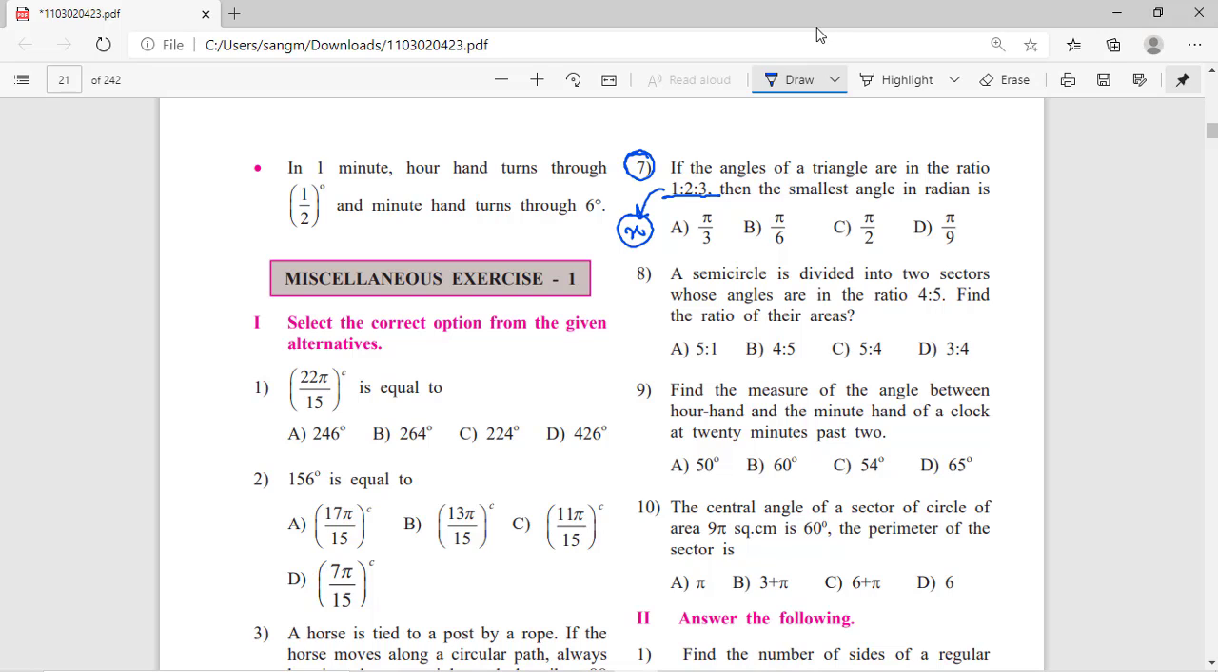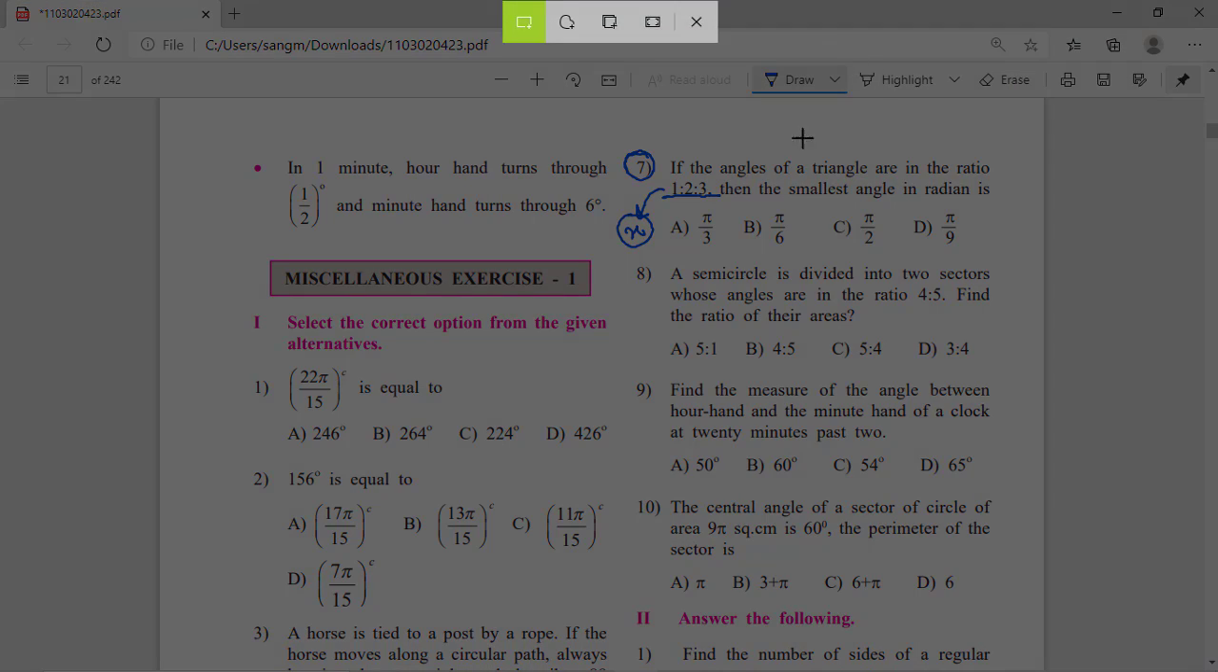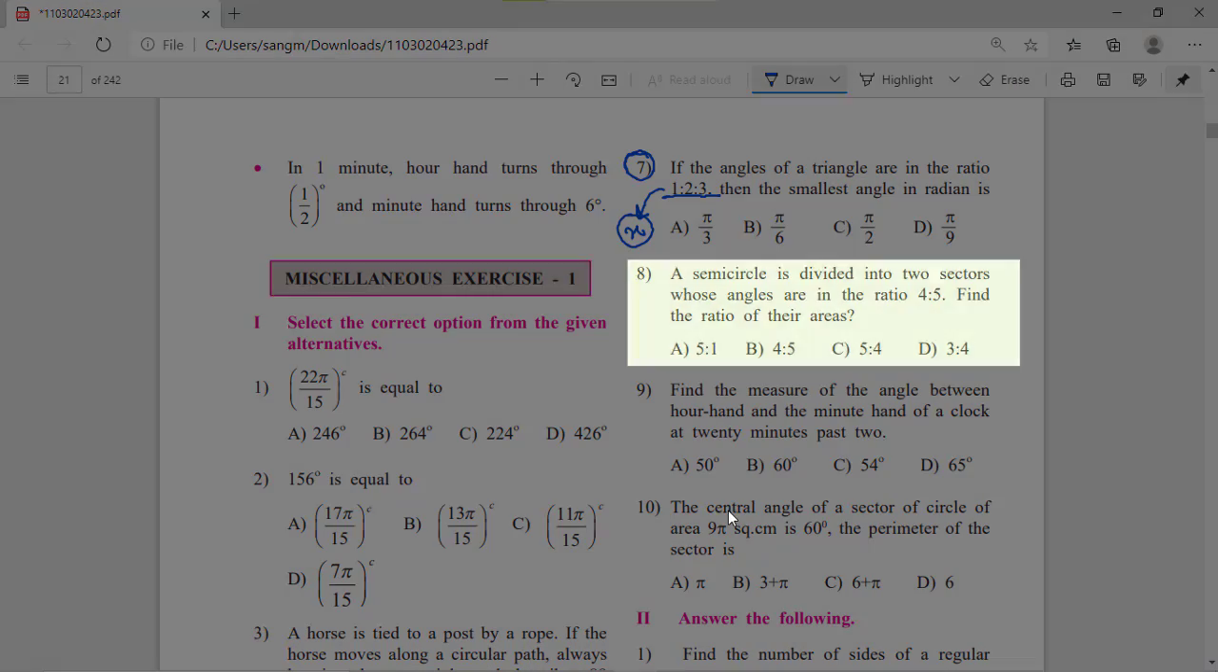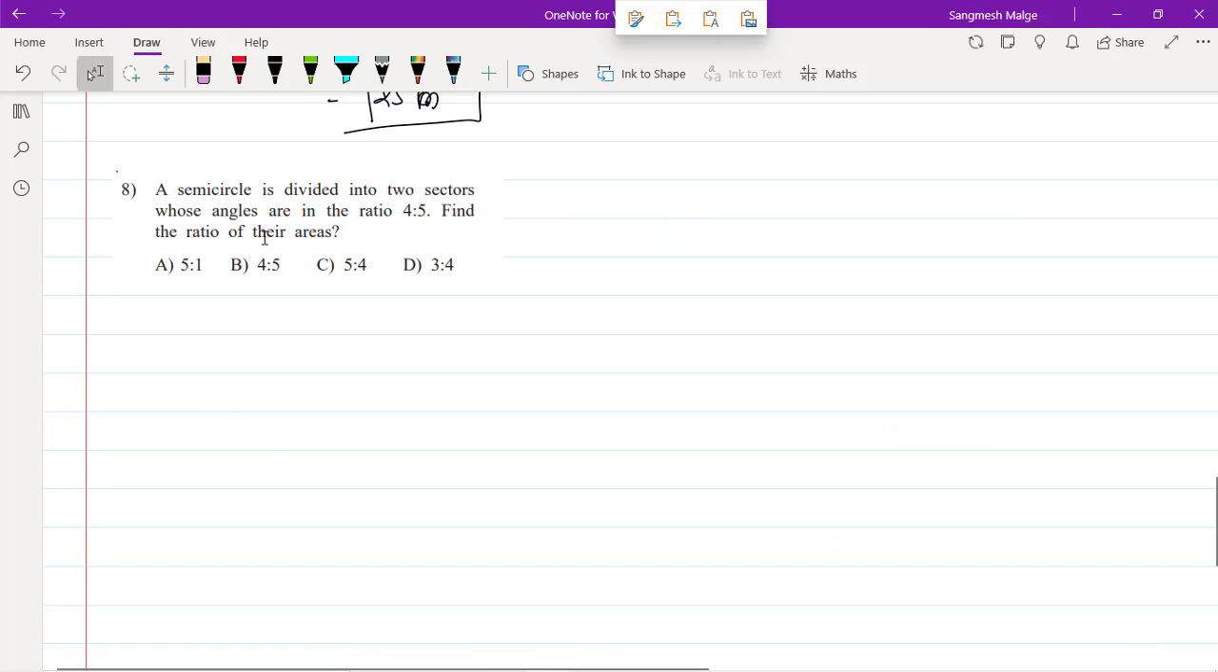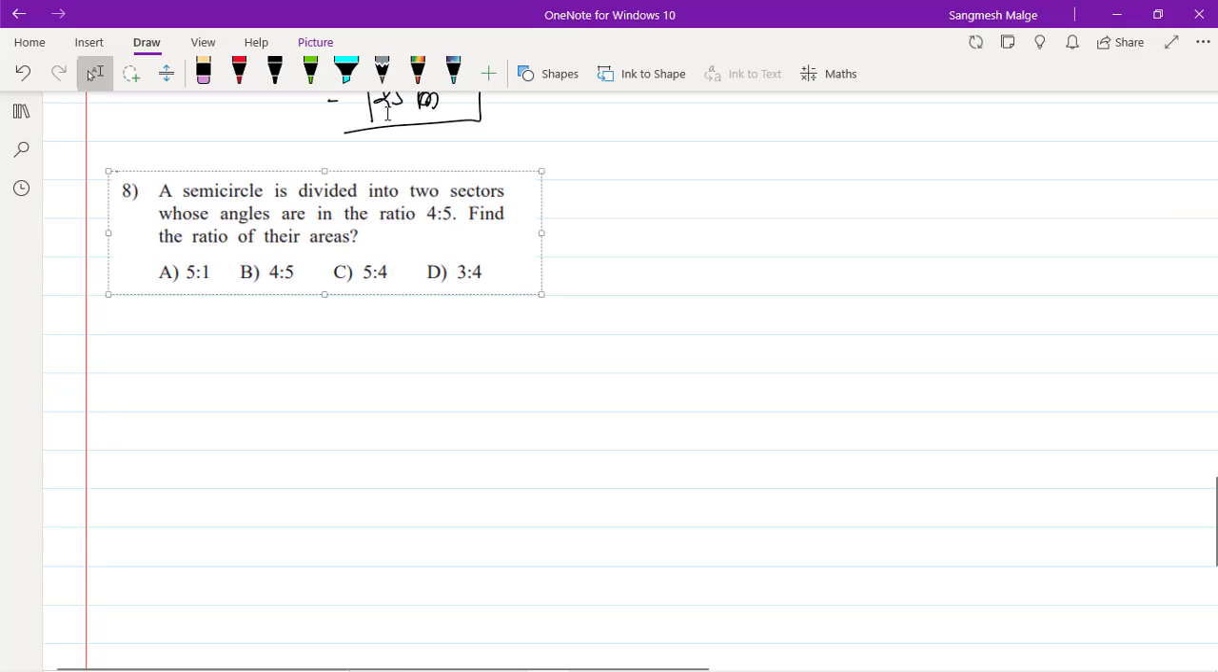Let's take the next one, 8th one. Yes, 8th one is a good question. So let me take this. A semicircle is divided into two sectors whose angles are in the ratio 4:5. Find the ratio of their areas. Yes, can anyone help me with this?